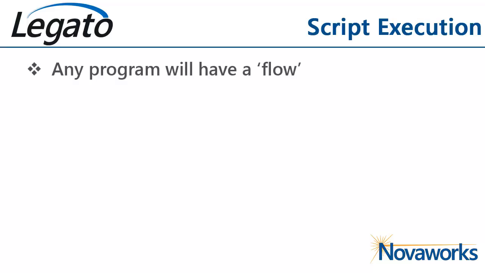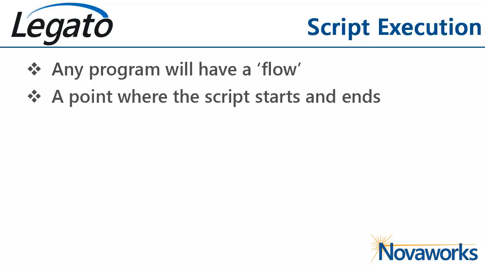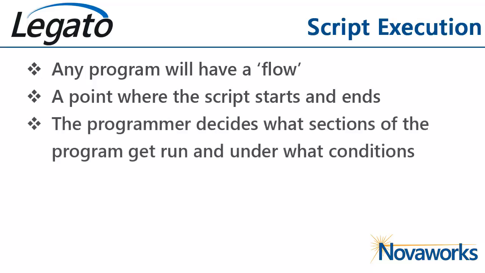We can begin the discussion with flow. All programs have flow, in other words, an order that things are going to be executed. And then there's a point at which a script or a program will start or end. And as a programmer, you decide what sections of the program get run under what conditions.